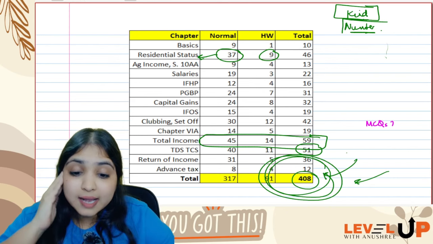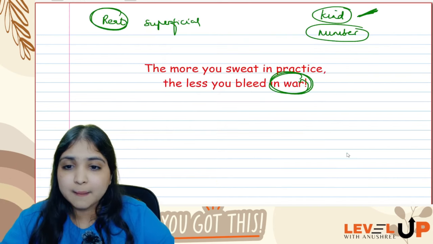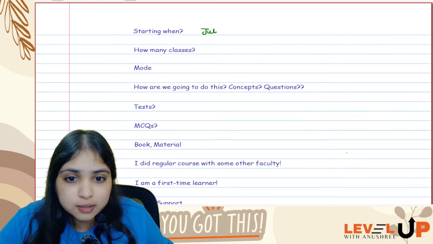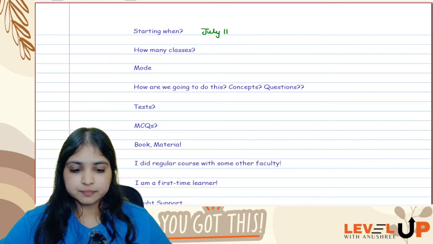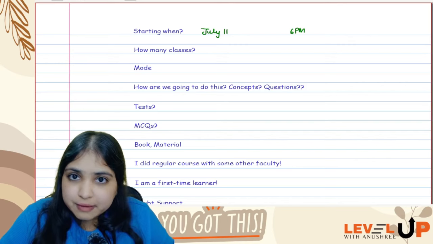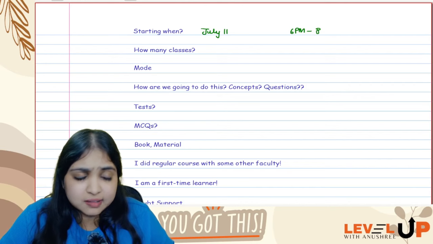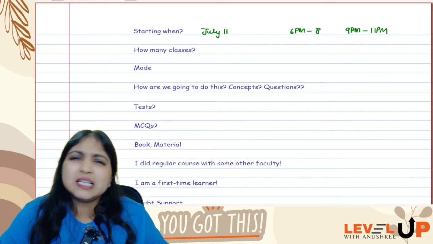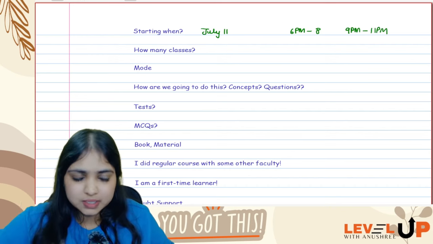Now answering some very common questions about the workout batch. When exactly is it starting? We start on the 11th of July, alright. The sessions will be in the evening. We will start around 6 p.m. every day and go on till 8:30, then we'll have a dinner break and resume again from 9 p.m. We'll go on till 11 p.m. Maybe some days we'll start a little early, let's say around 5:30 on some days.